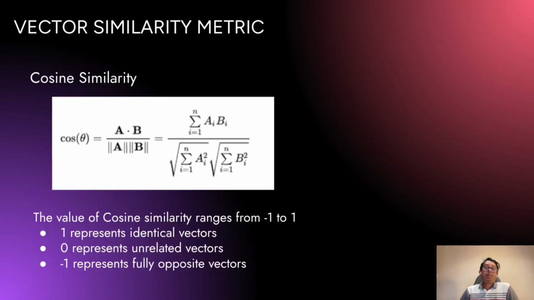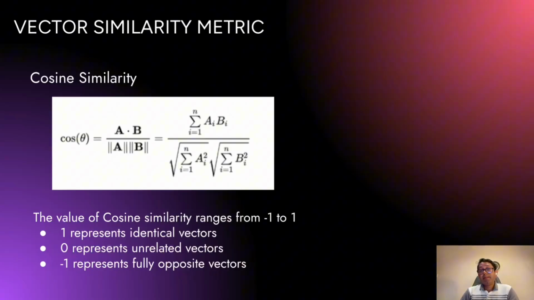The last one we'll discuss is cosine similarity. This is the measure of the angle between two vectors. We first calculate the dot product of the vectors. The formula of dot product is already discussed. The dot product is then divided by the product of the magnitudes of the vectors.